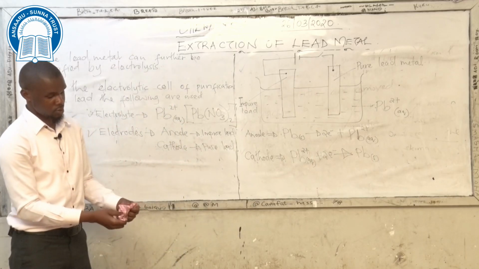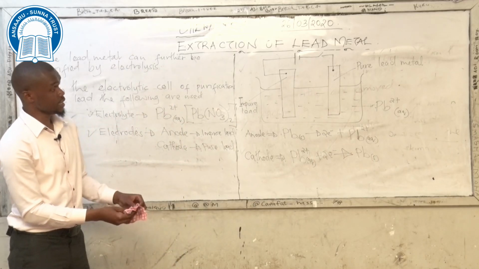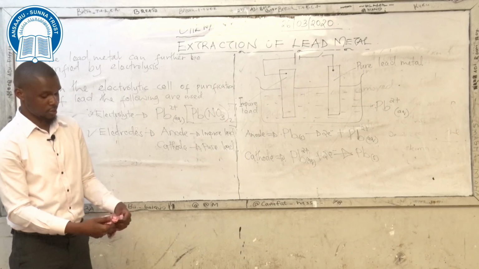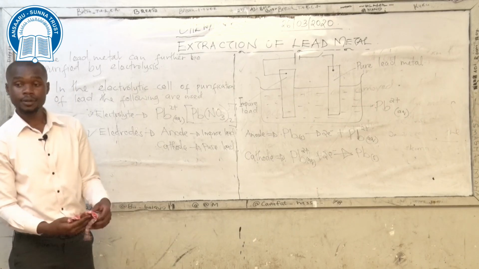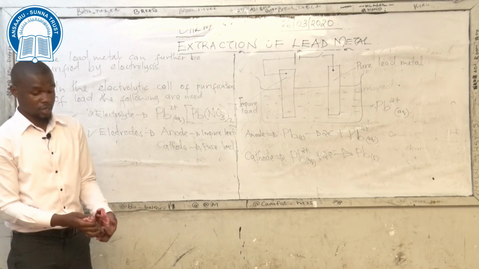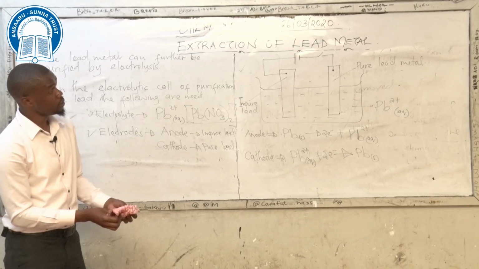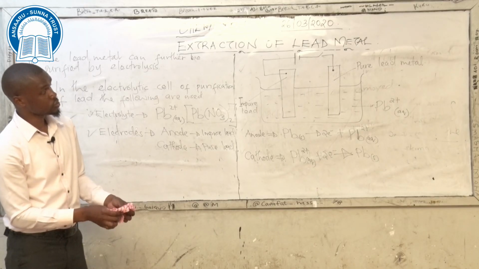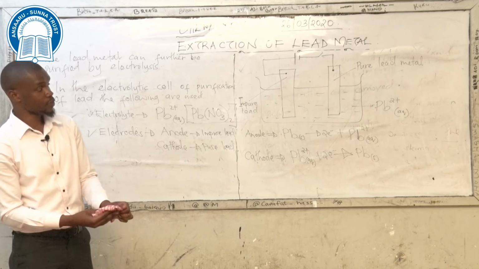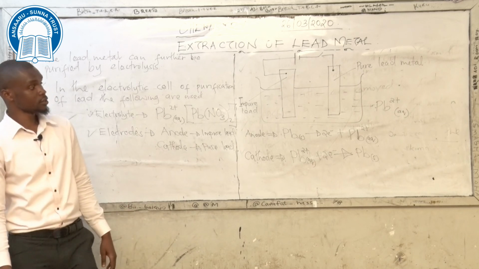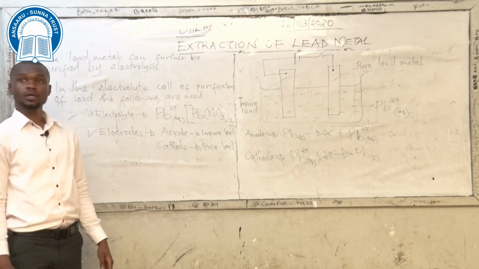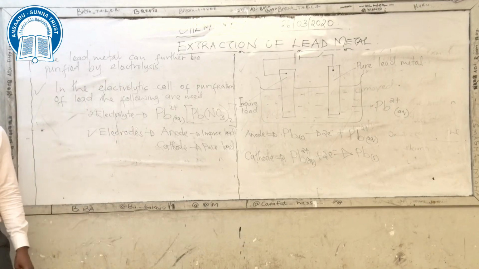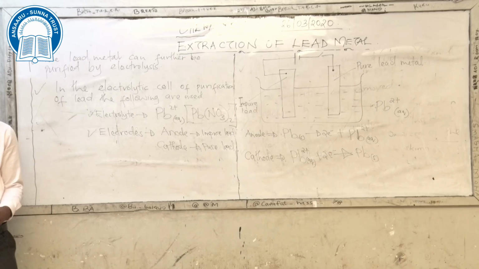Now, that is exactly how lead metal is purified. And the cathode is always stripped off to remove the pure part of the metal formed, and lead is collected. Unless there is a question, unless there is something to discuss, I think that is all about extraction of lead.